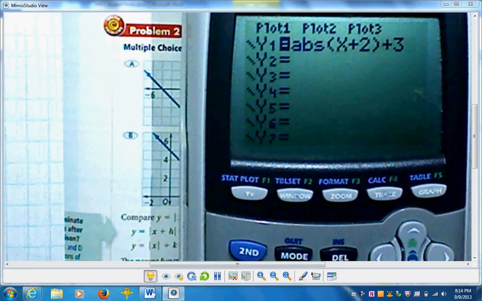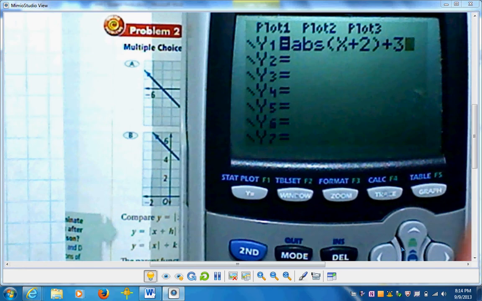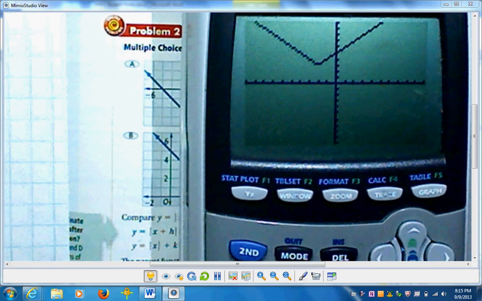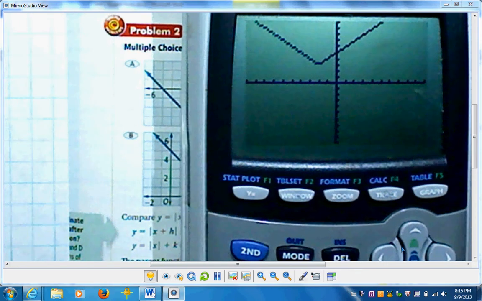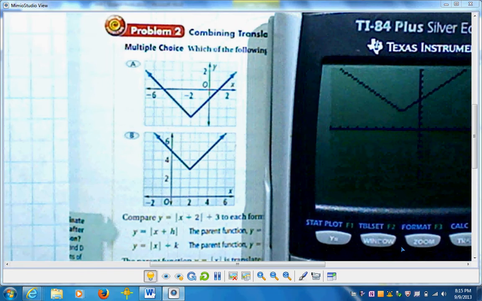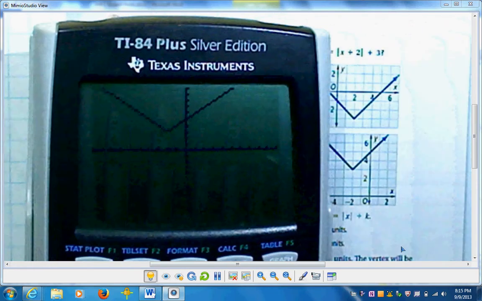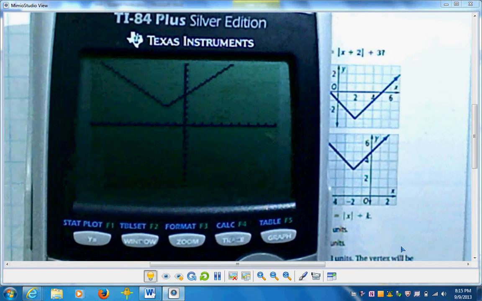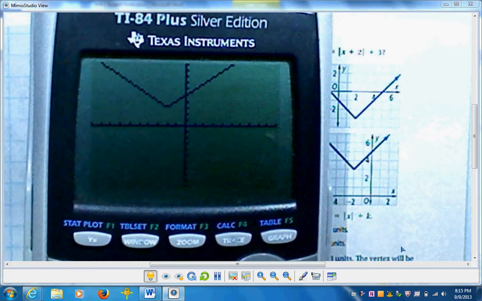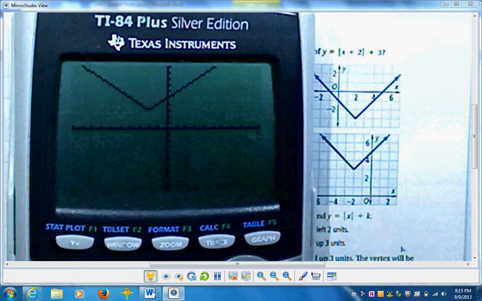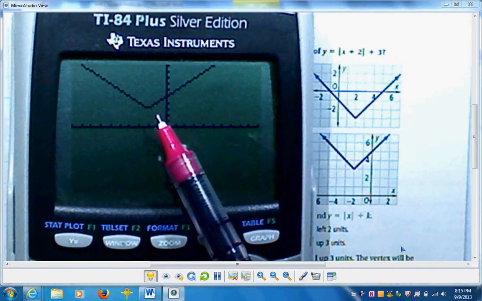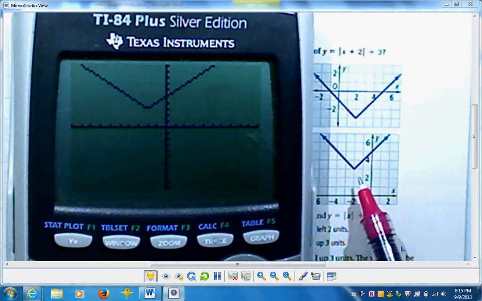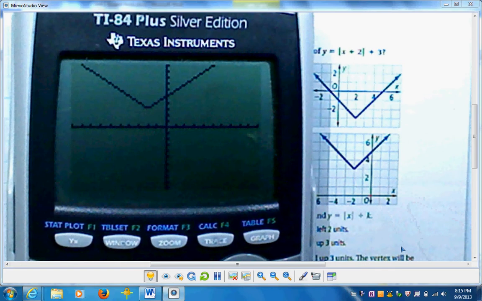Okay, so now the magic happens. I'm going to push the graph button, and it graphed it for me. So look at that. Now I can take my calculator and compare what's what. And I can see, if my lighting were a little bit better here, that the vertex is at -2, 3, which is the same as this one right there. So that's my answer.